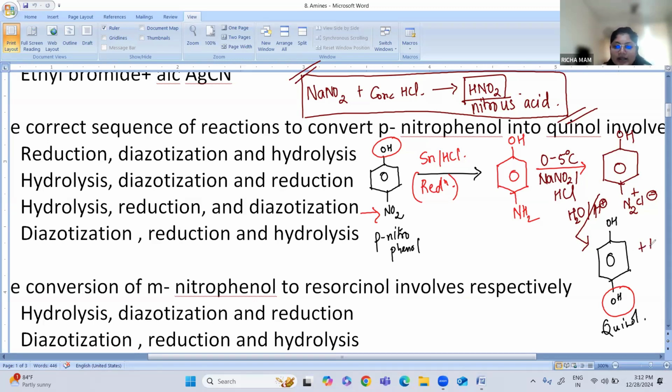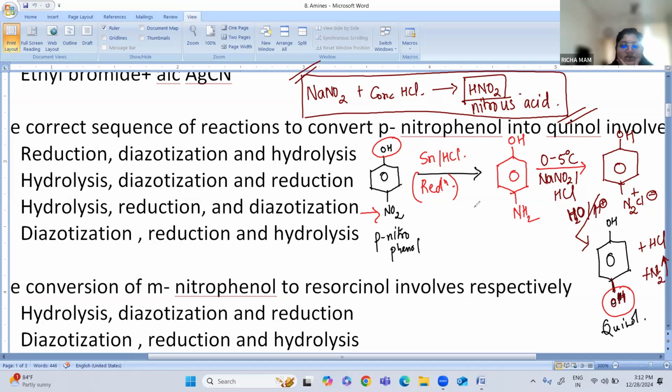You are going to get HCl, and the OH from the water will act as a nucleophile. This will replace your N2, and N2 will be liberated as gas. It will be gone as gas. So this is the reaction.